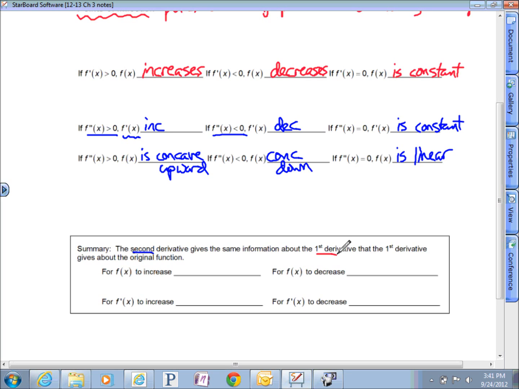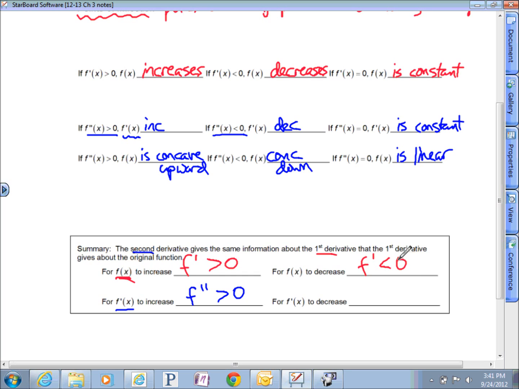So kind of putting all this together, for f of x to increase, I need to know that my first derivative is positive. F prime has to be greater than 0. For my derivative to increase, my second derivative has to be greater than 0. For my original function to decrease, f prime has to be less than 0.